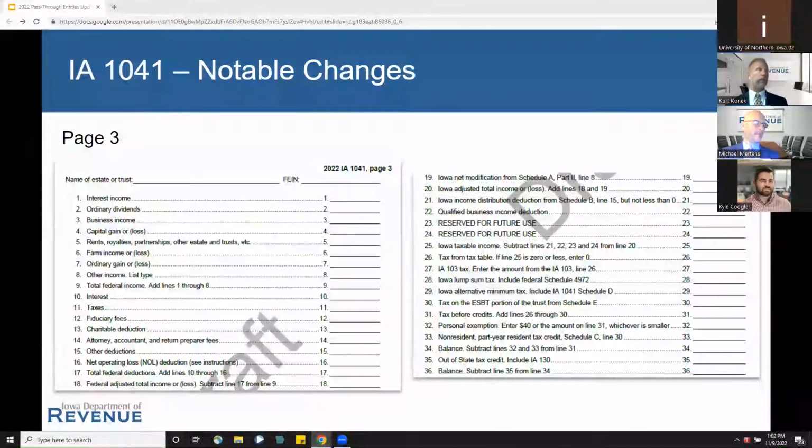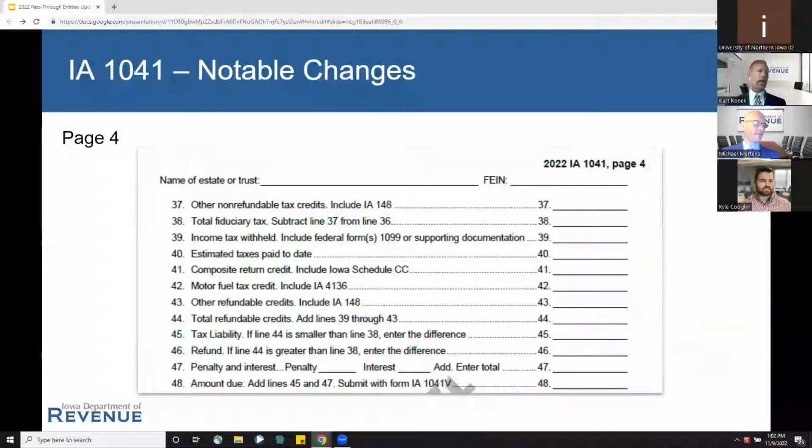And let's go ahead and roll to page 4 of the return. This just continues on with the calculation of the tax, the application of any estimates that are paid. Line 41 is where you're going to report any composite return credits that were received by the trust or the estate. And then the rest of the form continues on the same as our 1041 form has in prior years.